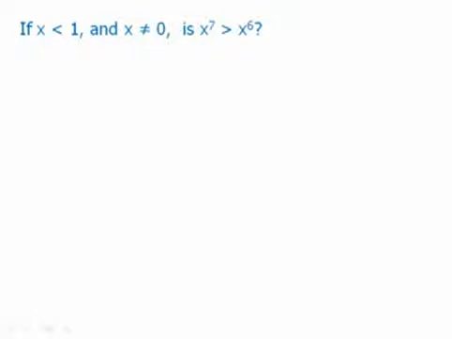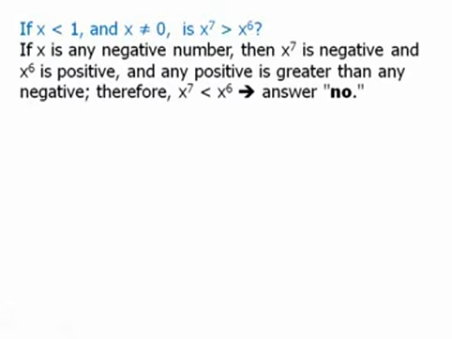Now consider this question. If x is less than 1 and x is unequal to 0, is x to the 7th greater than x to the 6th? Well, we have to consider what happens in different cases. First of all, it's very easy to think about what happens with the negatives. If x is negative, then x to the 7th is negative and x to the 6th is positive. And any positive is greater than any negative. So therefore, we're going to get a clear answer of no. X to the 6th is definitely going to be bigger if x is negative.